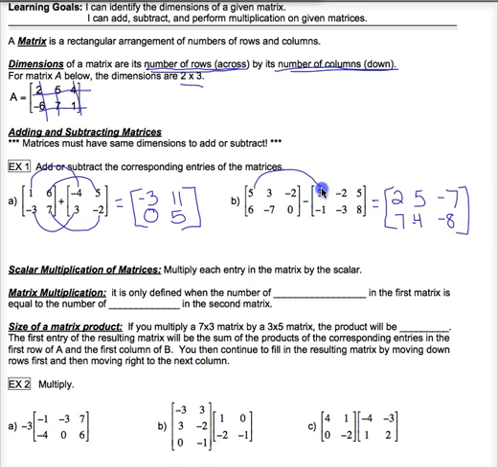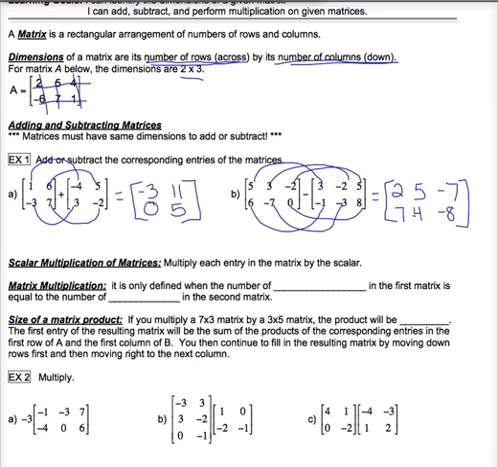5 minus 3 is 2, that's the first one. 3 minus -2, minus negative becomes plus, so 3 plus 2 is 5. -2 minus 5, -7. 6 minus -1, that's the same as 6 plus 1, so that's where I got the 7. -7, again, that's a minus negative, so -7 plus 3 is -4. And then 0 minus 8 is -8. So hopefully you got that correct.